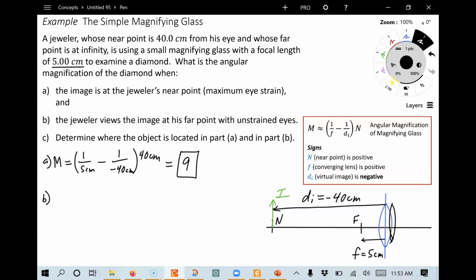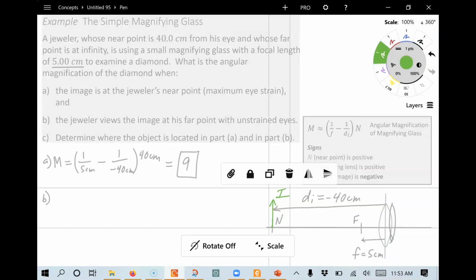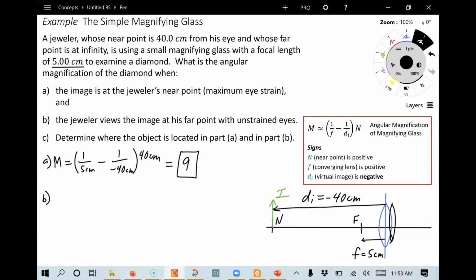In part B, it asks, what is the angular magnification of the diamond when the jeweler views the image at his far point with unstrained eyes? So to be able to view that virtual image at the near point, that requires the jeweler to strain the ciliary muscles to create a lot of bending in the eye. That's a lot of strain, and you can actually relax your eye, and you'll be able to move this image out to infinity. So for part B, we're actually going to go ahead and, so here's part A, right?